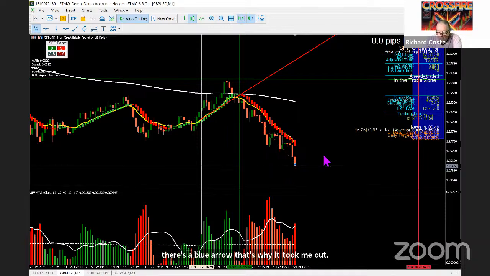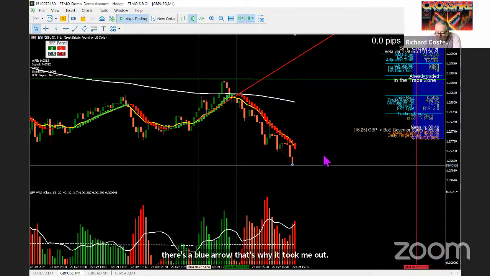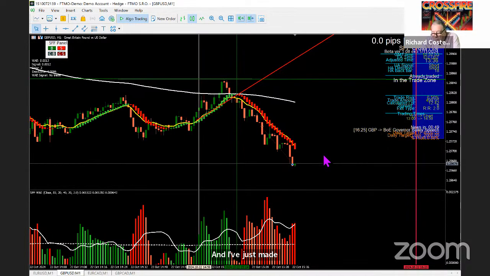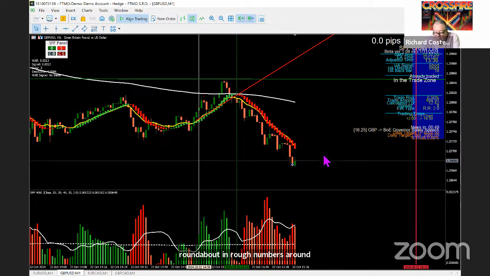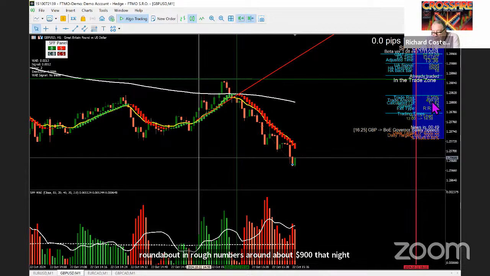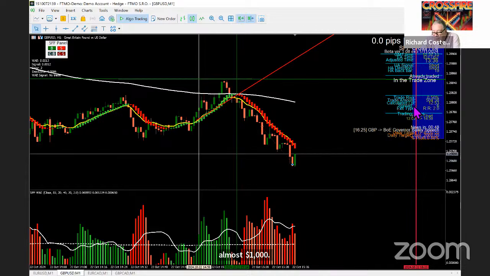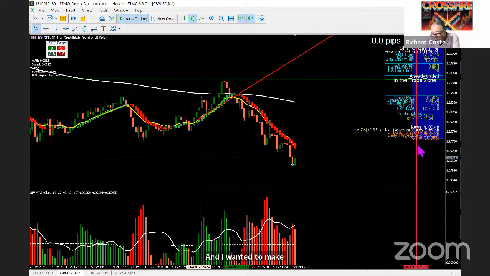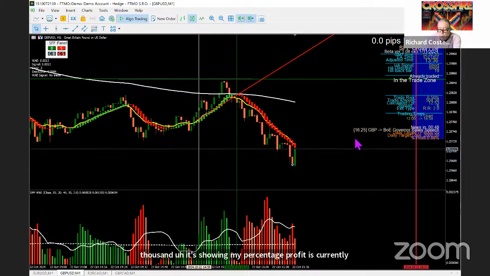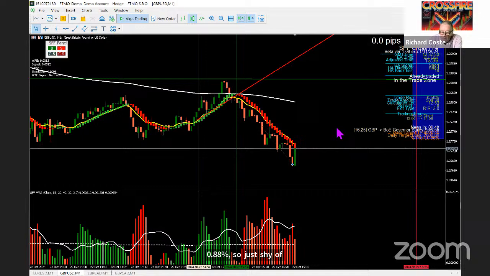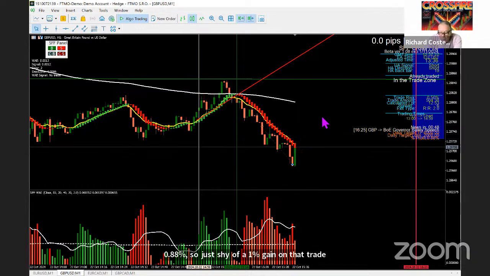And I've just made, in rough numbers, roundabout $900, almost $1,000. Because I was prepared to lose 500, and I wanted to make 1,000. It's showing my percentage profit is currently 0.88%, so just shy of a 1% gain on that trade. Now I'm going to go to my settings and walk through.